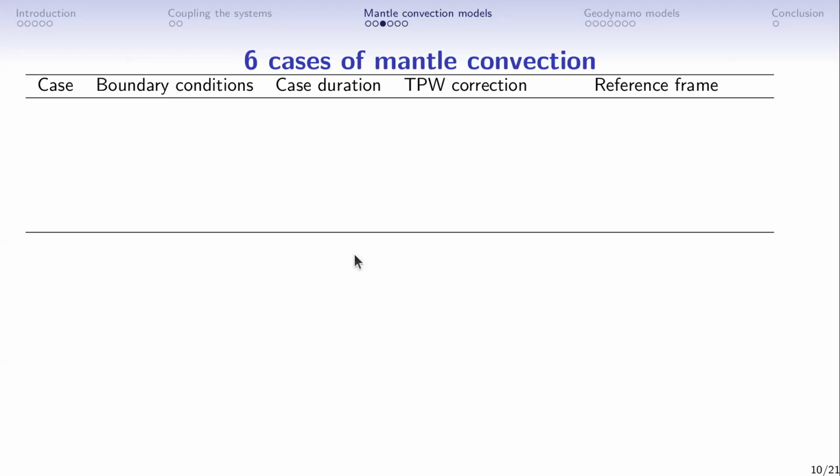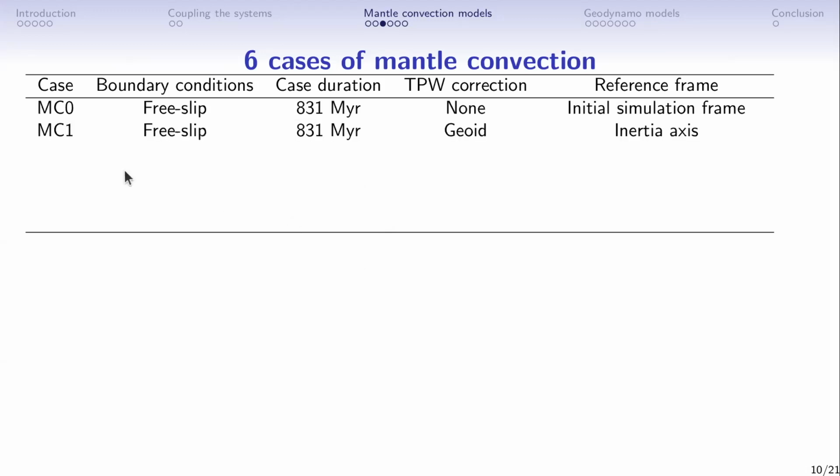So after true polar wander correction from the two mantle convection models, we end up with 6 different cases. From the MC model, we have 2 different cases that both reproduce 831 million years of mantle convection in a self-consistent model. MC0 is not true polar wander corrected, so it is expressed in the initial simulation frame. MC1 is true polar wander corrected using the geoid, so it is expressed in the reference frame of the inertial axis.